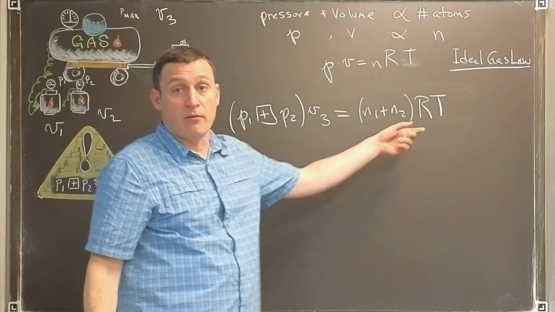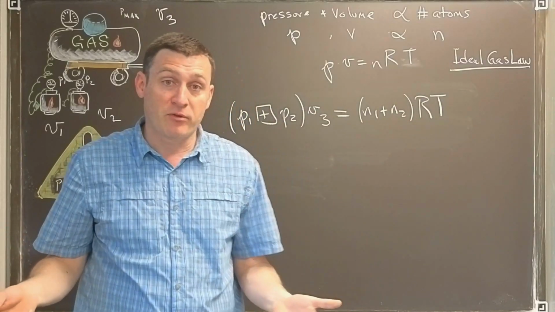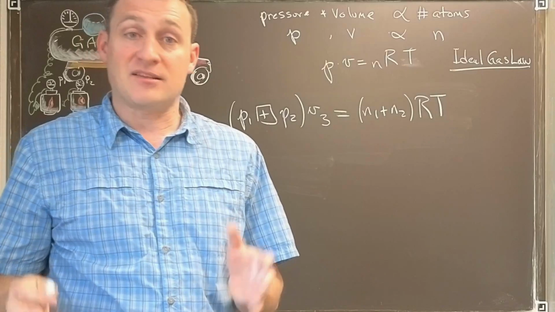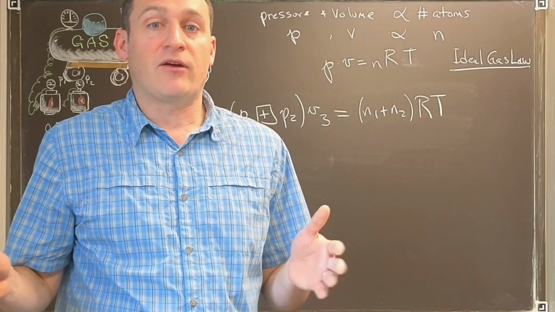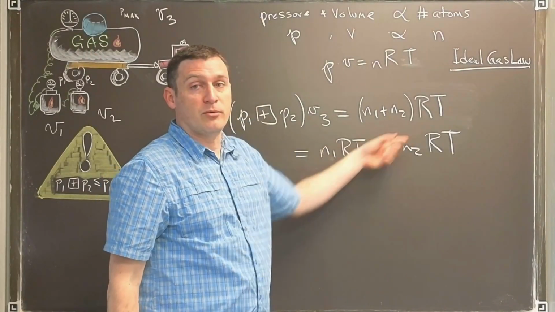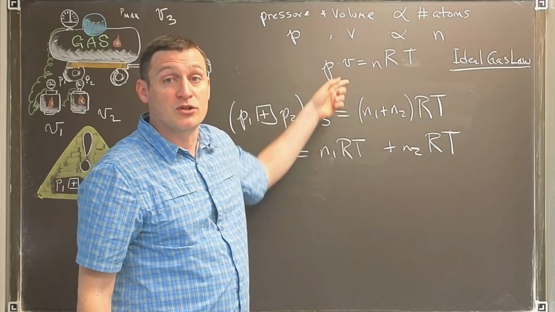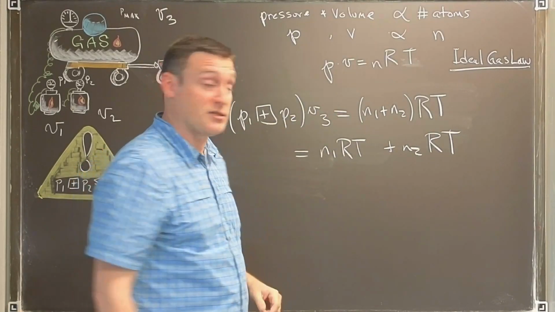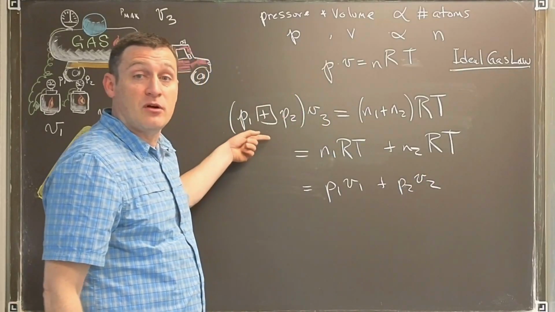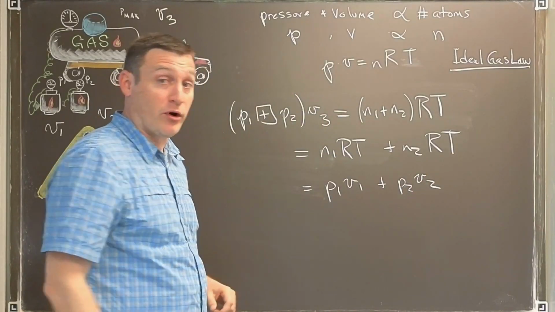Remember, for this story problem, R and T are constants. We're assuming everything's at the same room temperature and the gases are the same, so the ideal gas constant R is also the same. Using the distributive law, we've now split this up into two partial sums that allow us to think about the original pressures that we see on the two smaller gauges. Finally, we solve for the missing sum, which we'll need to check our warning.